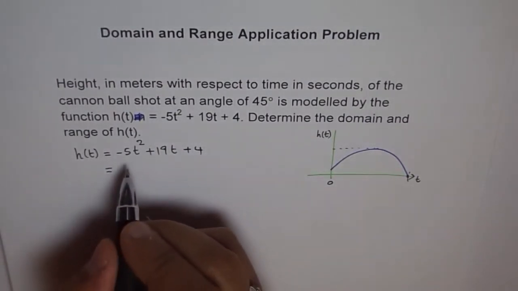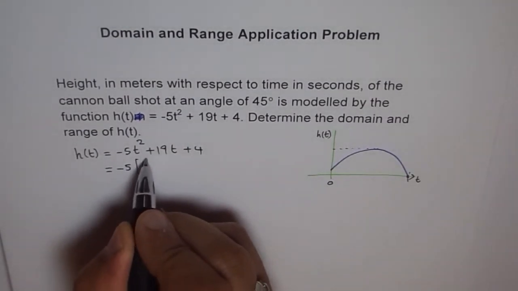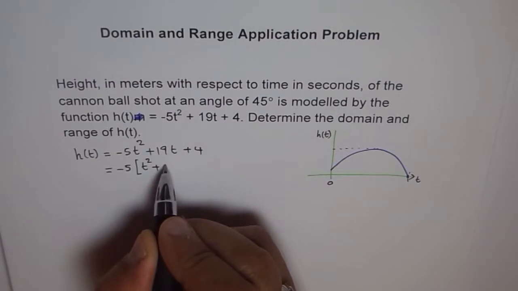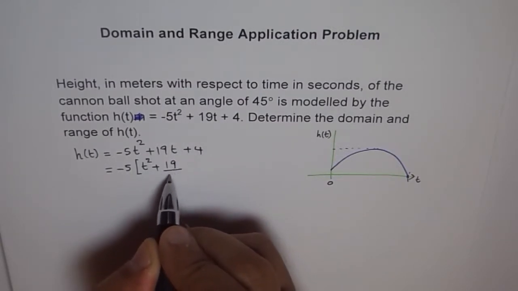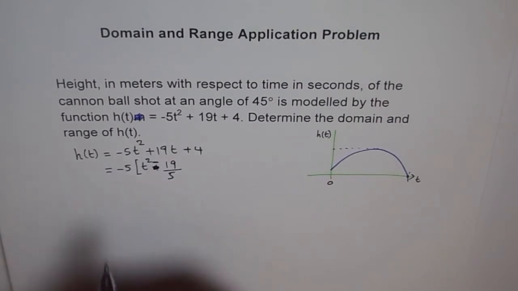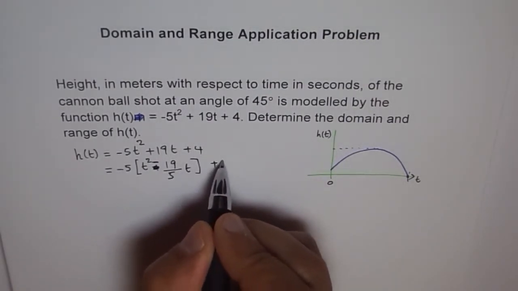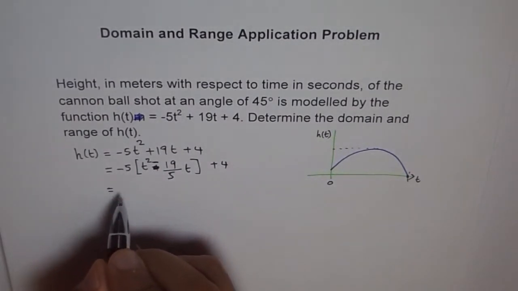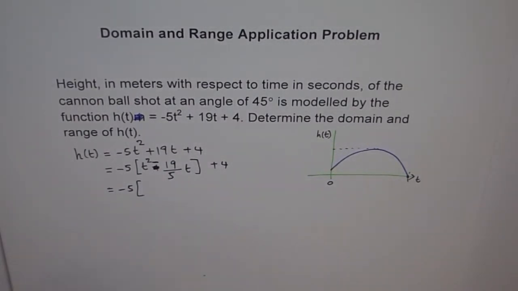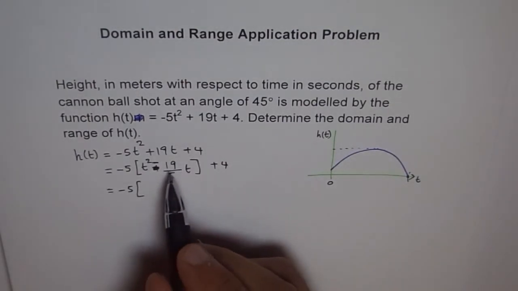So we take minus 5 common, and we get t squared plus 19 over 5. I already made a mistake here. It should be minus, because we took minus 5 outside, correct? And we'll leave this 4 as such. Now, what is the next step for completing the squares? We have to take half of this term, square it, and add and subtract that term, right?